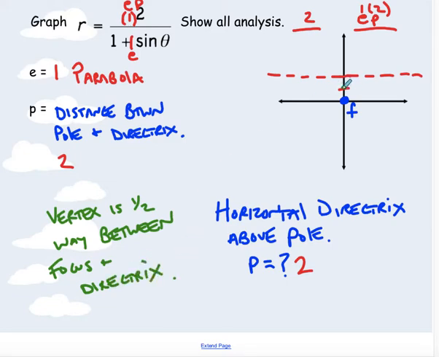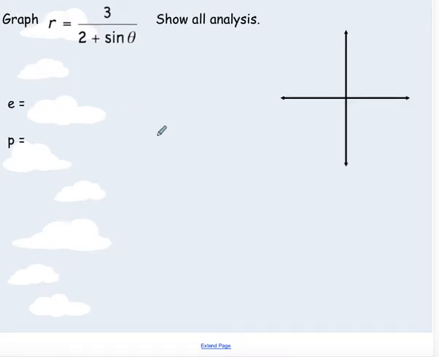So I know my vertex would have to be here, because that's halfway between my focus and directrix. My parabola should always be opening toward the focus, like eating the focus, like Pac-Man eating the focus. So my parabola would have to be opening down. And that would be my graph.